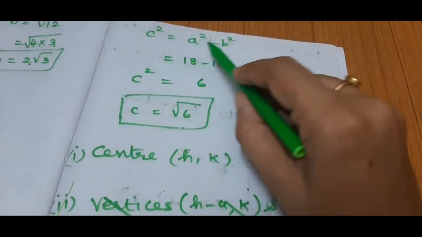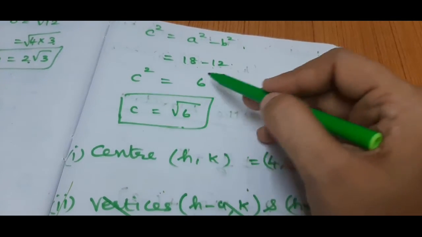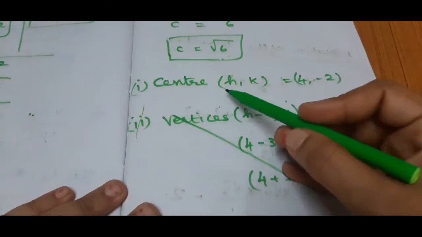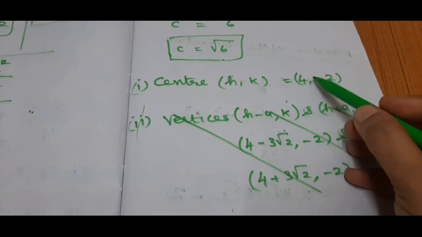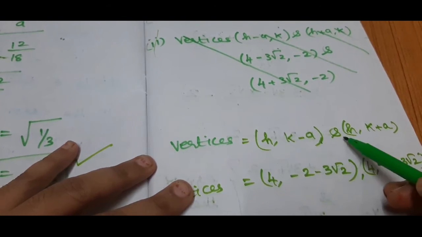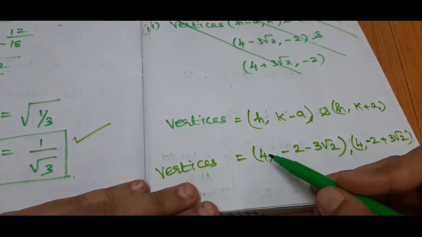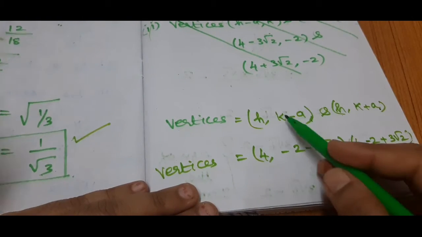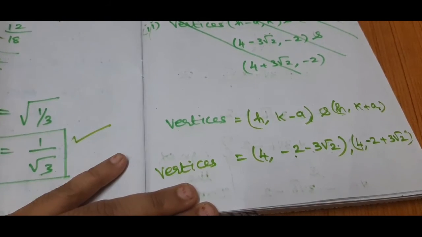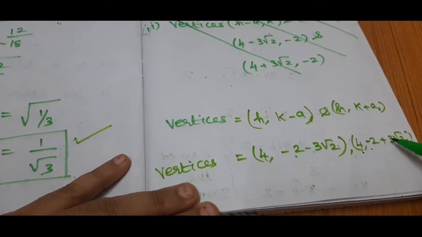c square is equal to a square minus b square. That is equal to 18 minus 12. That is c square is equal to 6. So c is equal to square root of 6. So center will be h comma k, that is 4 comma minus 2. Vertices is h comma k minus a and h comma k plus a. That is 4 comma minus 2, k answer is minus 2, a answer is minus 3 root 2. Comma h answer is 4, k answer is minus 2 plus 3 root 2.